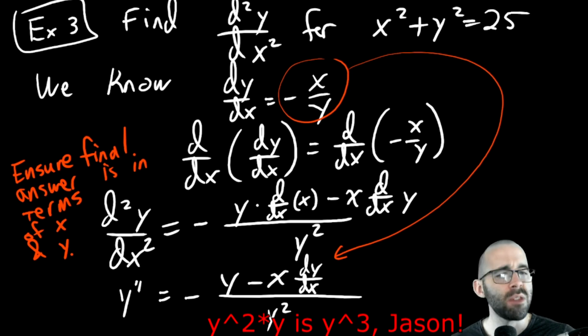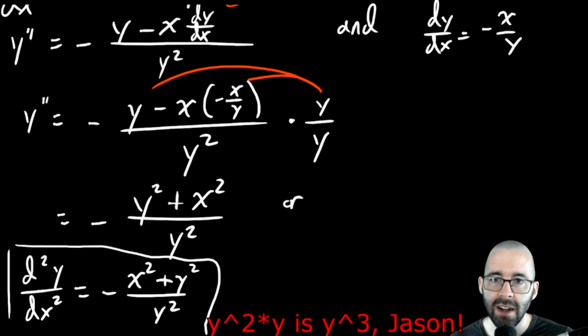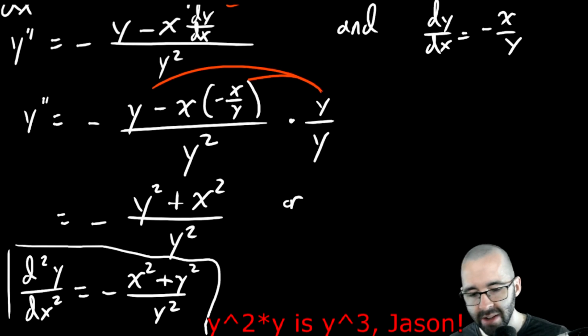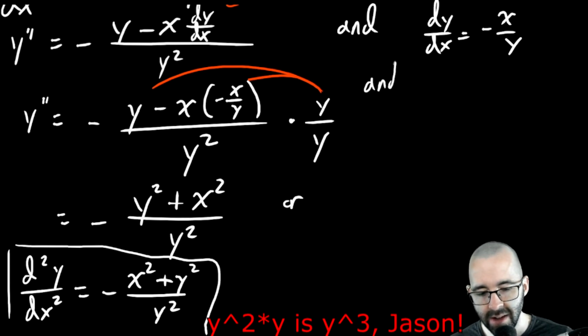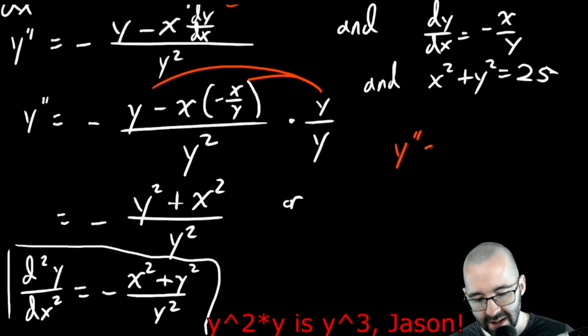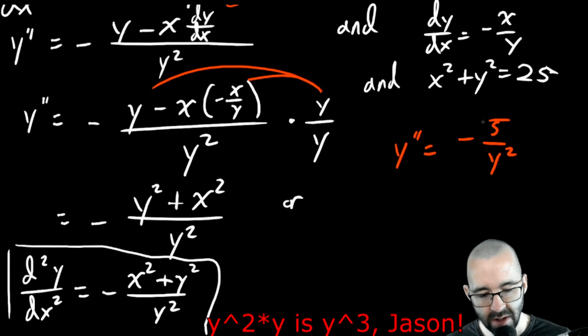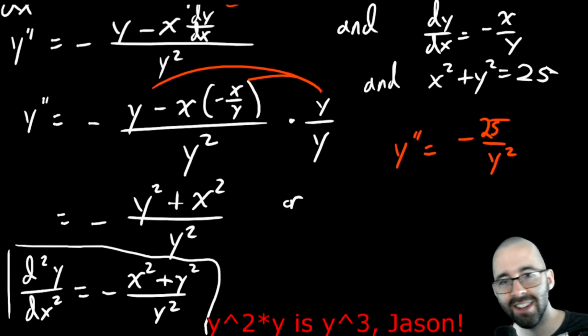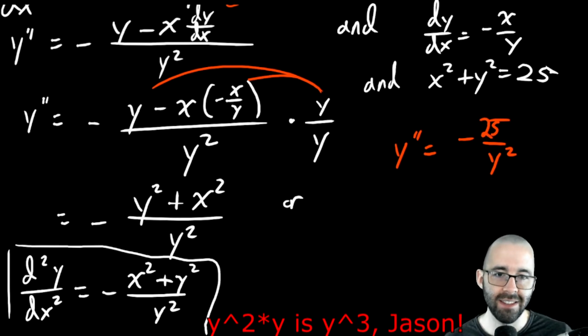So this is like substituting y at the end of a problem. We don't know y in this case. Y is implicitly defined. It's not a function. It's a relation. But we know that that numerator, x squared plus y squared, equals 25. So we really could, this is a little bonus answer. I'd be very happy if you did this. You could also say the second derivative is actually just negative 25 over y squared.